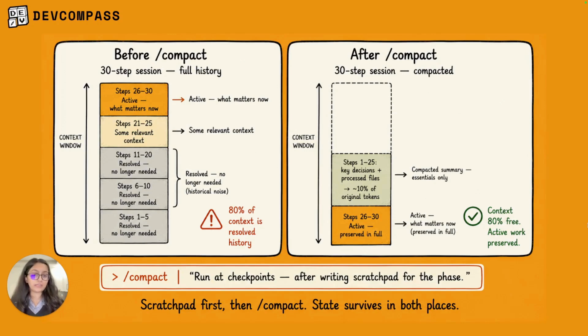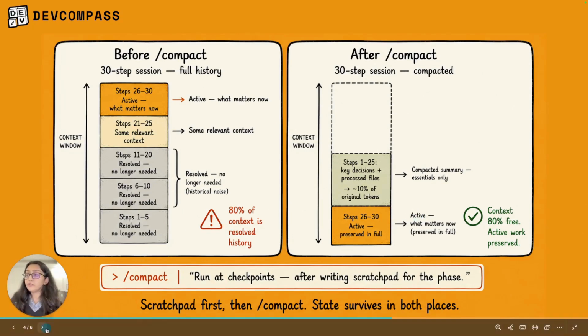So how do you trigger it? It is the /compact command in a Claude Code session. Claude compacts the conversation history into a summary. It preserves the most recent turns in full. You can run it at any point, but the right pattern is to run it at a checkpoint, after writing the Scratchpad for that phase of work. Scratchpad first, then compact. The Scratchpad preserves the structured data. Compact compresses the conversation. Together, the important state survives in a recoverable form.